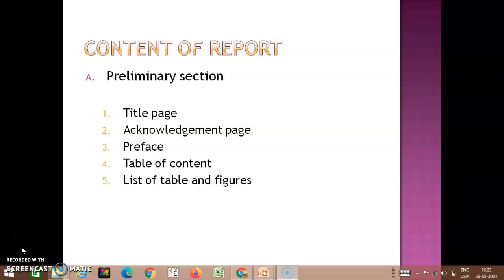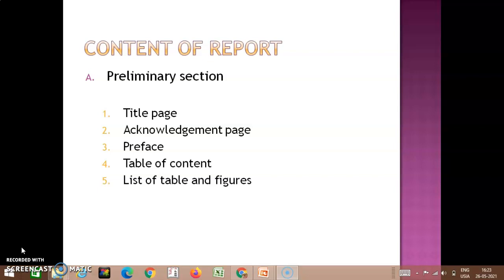Next, we move on to the contents of the research report. So our research report can be divided into 3 parts. The first one is the preliminary section, the second one is the main body, and the third one is the end matter.